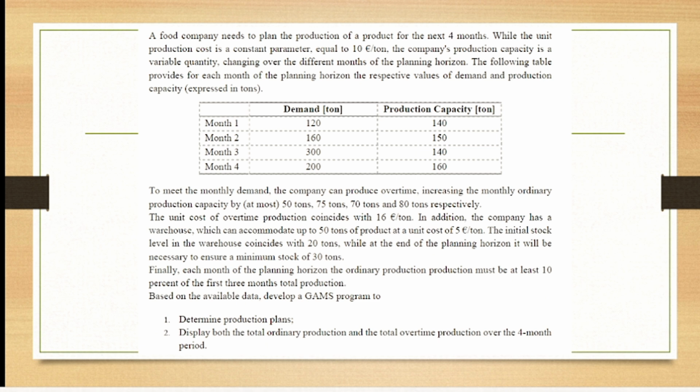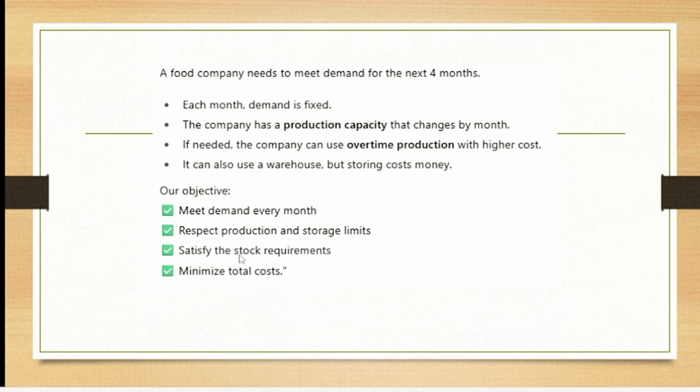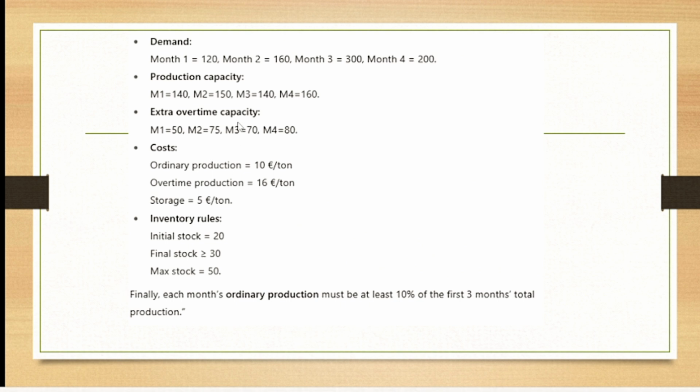The company has a production capacity that changes by month, and if needed, the company can use overtime production with a higher cost. It can also use a warehouse, but storing costs money. Our objective is to meet demand every month, respect production and storage limits, satisfy the stock requirements, and minimize the total costs. These are the objective, and these are the data.